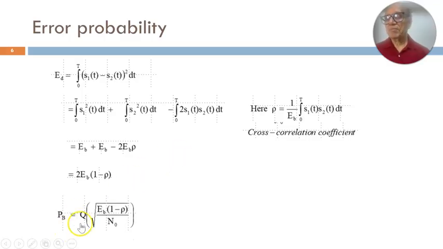So then bit error probability is now given by Q, and now this is square root of EB into (1 minus rho) upon N0. So this means that your bit error probability now depends on the EB, of course, that is the bit energy, that is the energy of the signal representing the bit, and rho is the cross correlation. So this cross correlation will of course depend on the nature of S1(t) and S2(t). So we'll see a couple of examples and therefore see how bit error probability differs for different schemes. Okay.